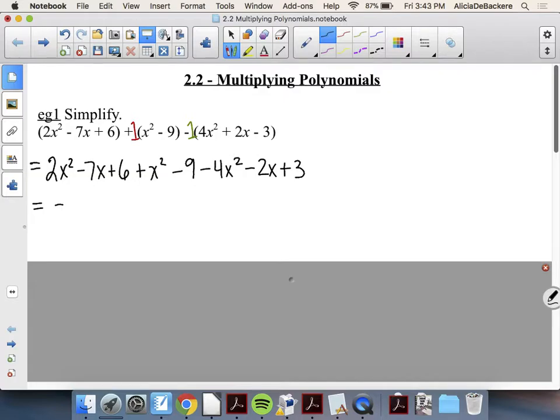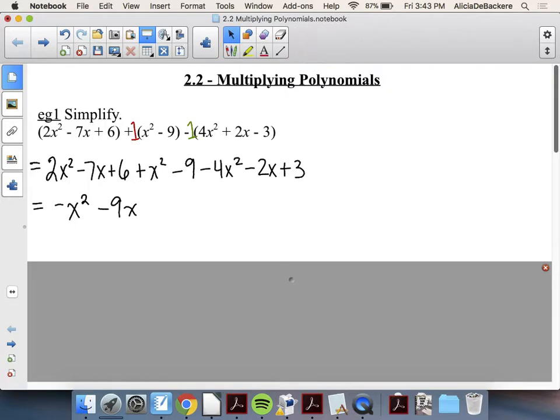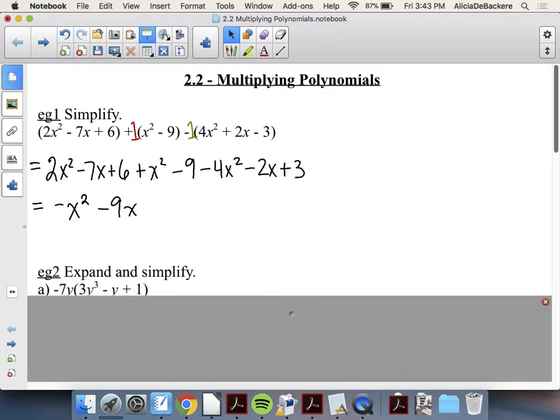Again, I end up with a 2x squared plus an x squared minus a 4x squared, so that's negative x squared. And then collecting the x terms, I've got negative 7x minus 2x, that's negative 9x. And then finally collecting the numbers, 6 take away 9 plus 3 is 0. You can write the plus 0, but you don't need to. So just a different way to think about the questions from yesterday.